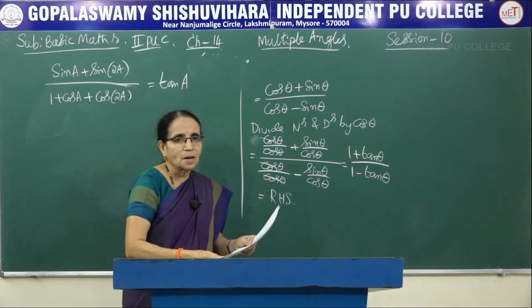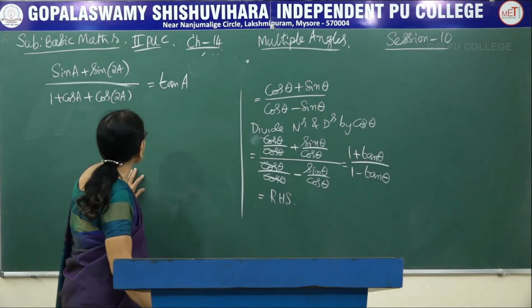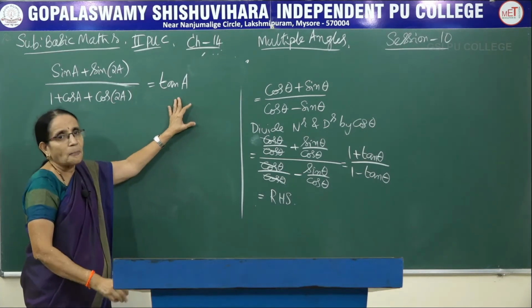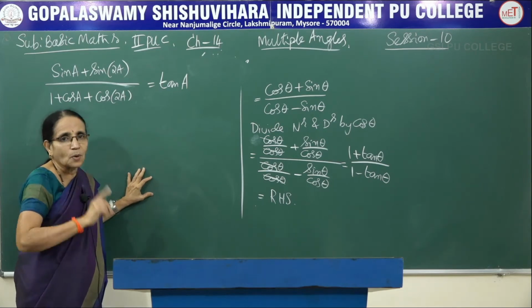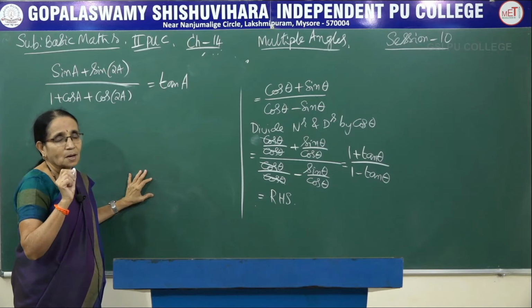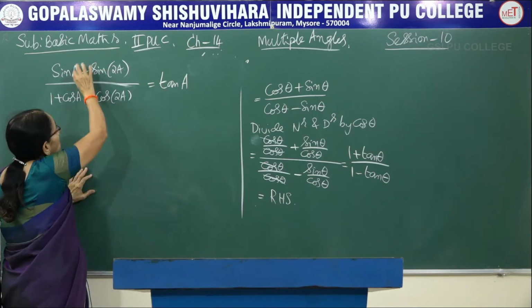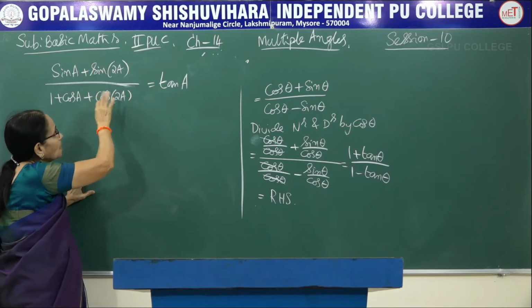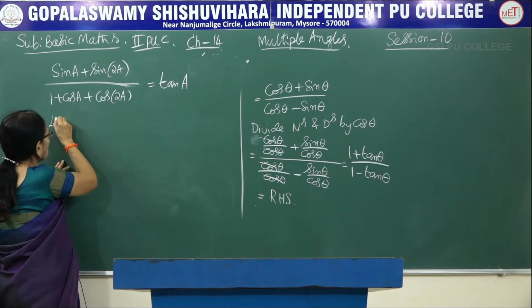So sin A plus sin of 2A divided by 1 plus cos A plus cos of 2A should be equal to tan A. Look at the right hand side, it is tan A, only one term, and you know that tan theta is equal to sin theta by cos theta. That gives us a hint that we should get only sin in the numerator, cos in the denominator. According to that we have to start the problem.